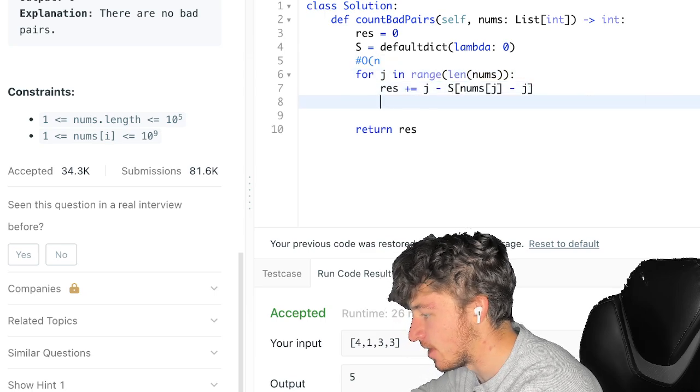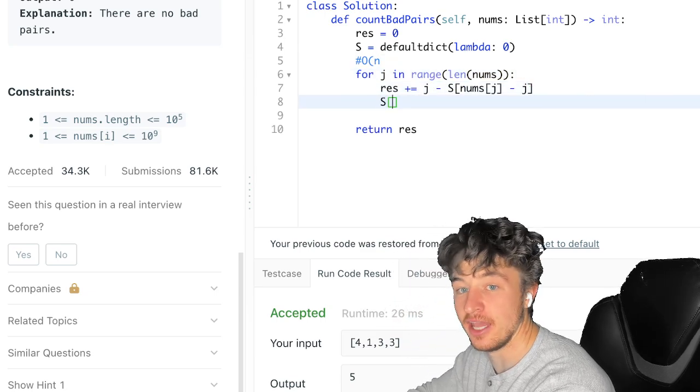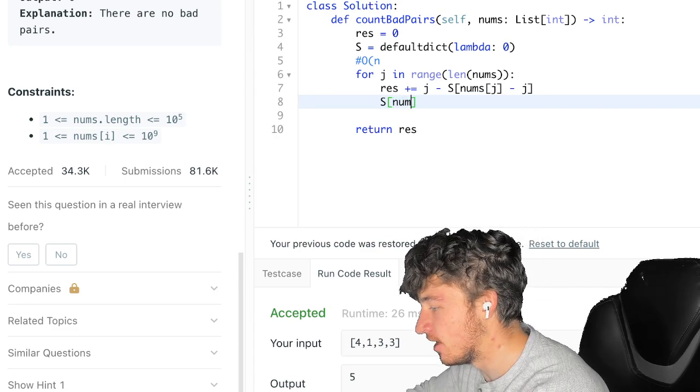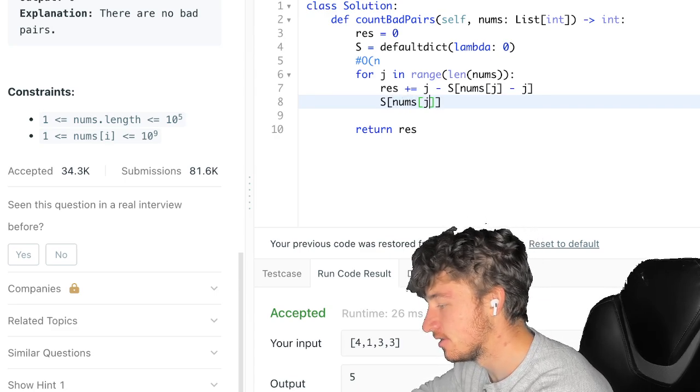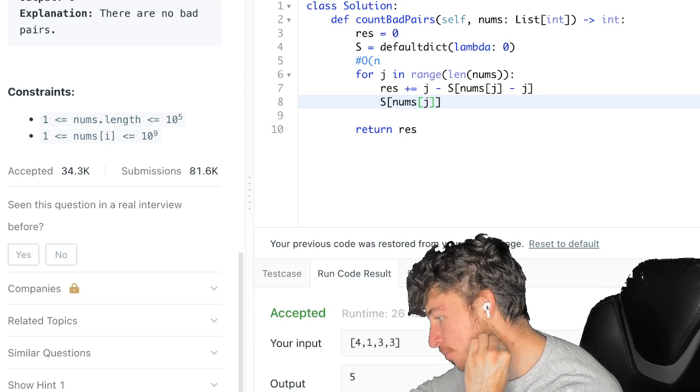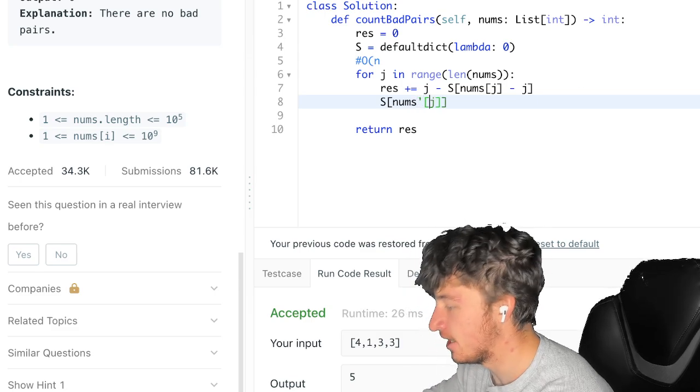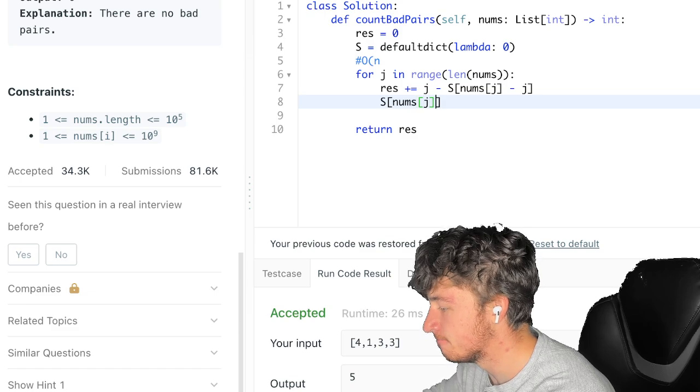Oh, and then at the end, we have to add that we've seen this element. What's the element we've seen? Well, you might feel inclined to say this, but we're comparing it to nums hyphen of j. So that'd be nums of j minus j.